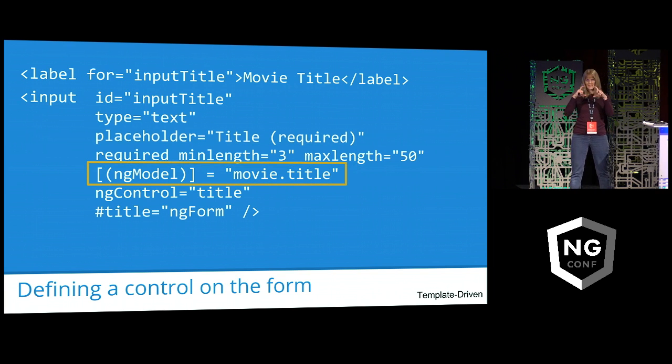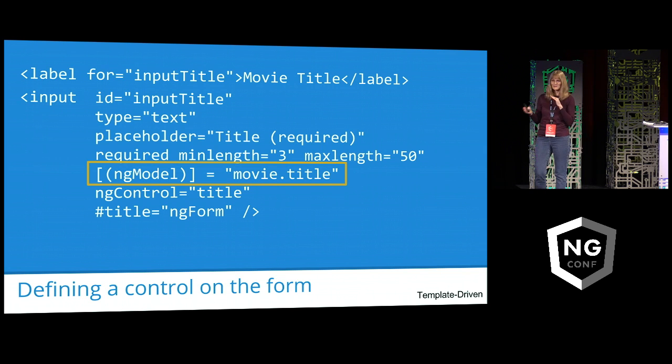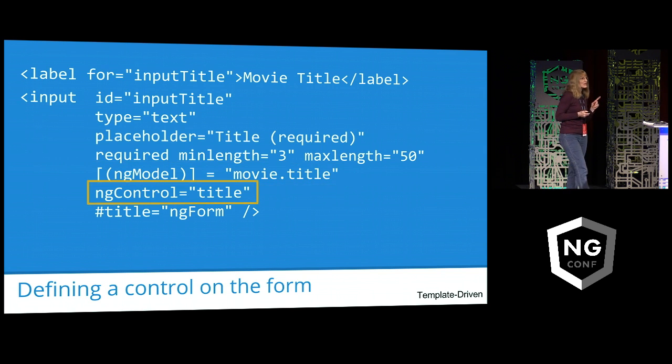So here we've got our banana in a box, our ng-model two-way binding, and we are using another directive called ng-control. What ng-control is doing is it's telling that ng-form directive behind the scenes that this control wants to be tracked, and it's going to be tracked by the name title. So if you started to actually look at that ng-form data, the data associated with that directive, you'd see a control array in there, and it would have a control named title because we added this directive.